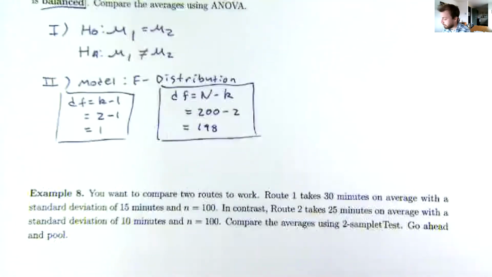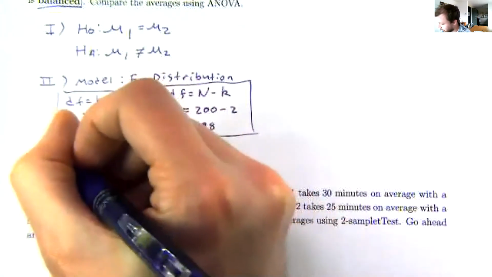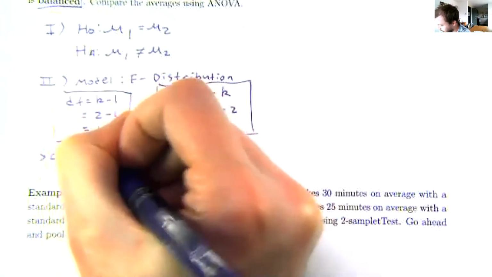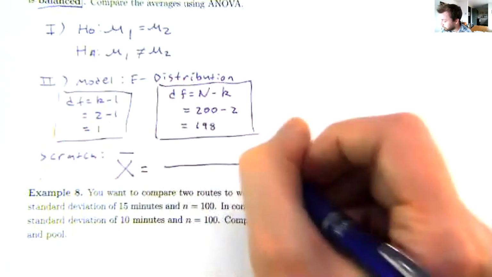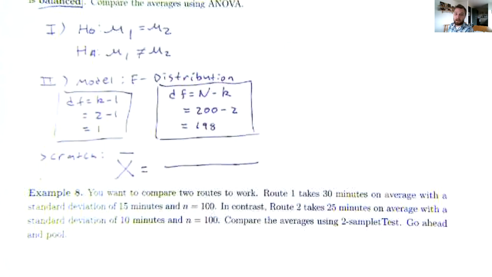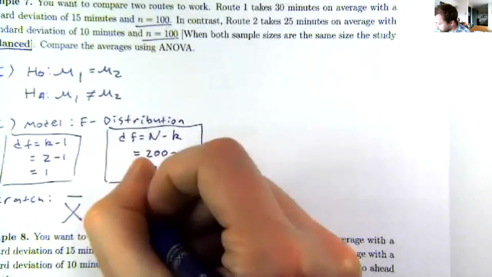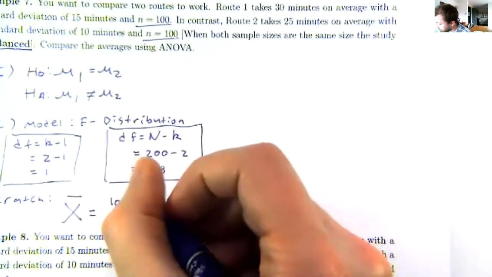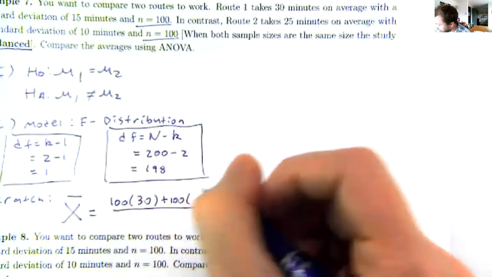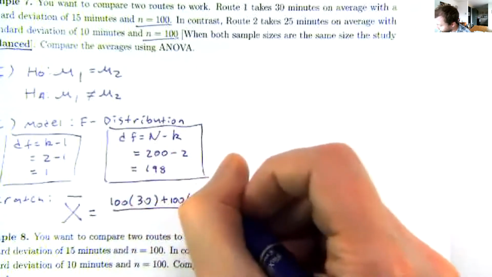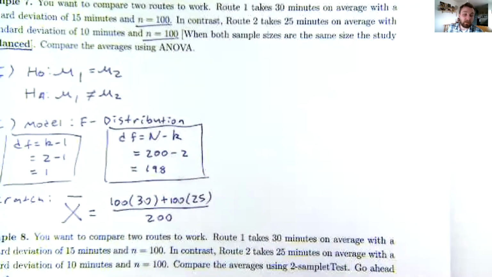I'm just going to do a tiny bit of scratch work here before doing longer calculations. For the scratch, I want to find the overall average. Something that's really nice about this being balanced is that there were 100 values for the first average of 30 and 100 values for the second average of 25, so I have the same number of values in each.